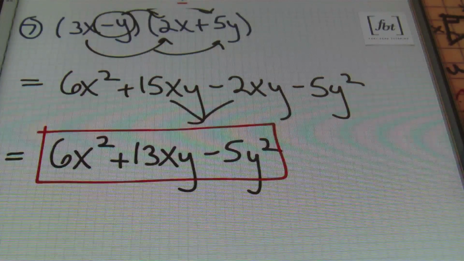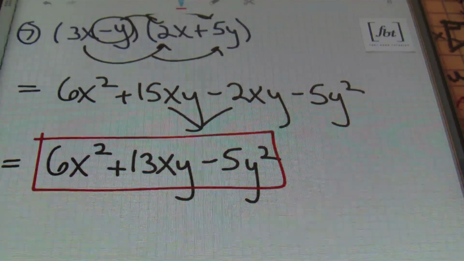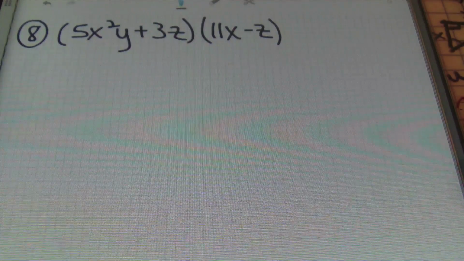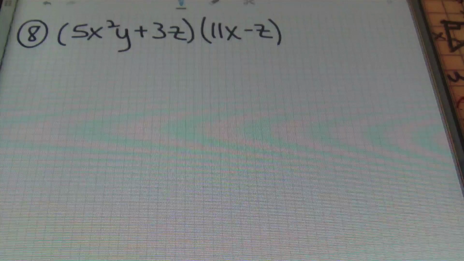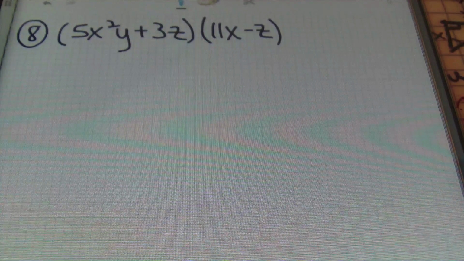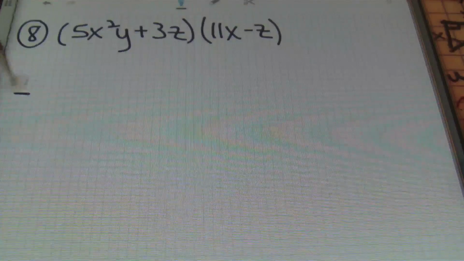Now it's problem number 7. Just like that. Let's move on. Last problem, ladies and gentlemen. We have problem number 8 here. And in problem number 8, we have 5x squared y plus 3z times 11x minus z. So let's see what happens with this problem.